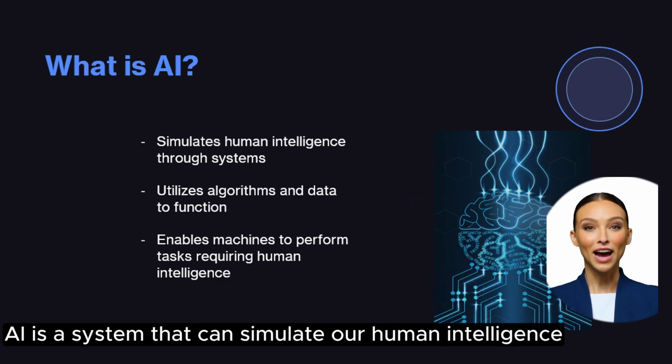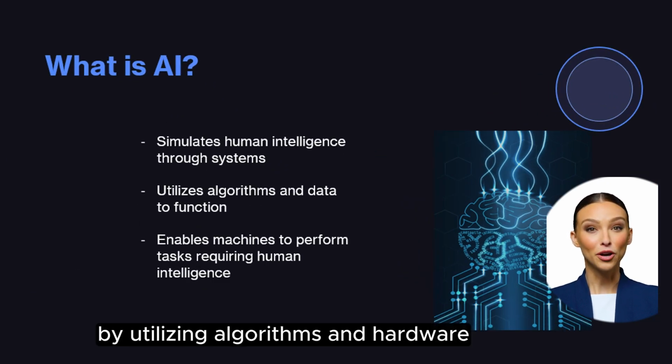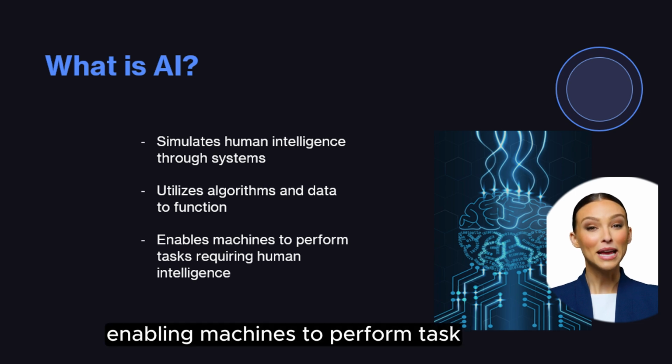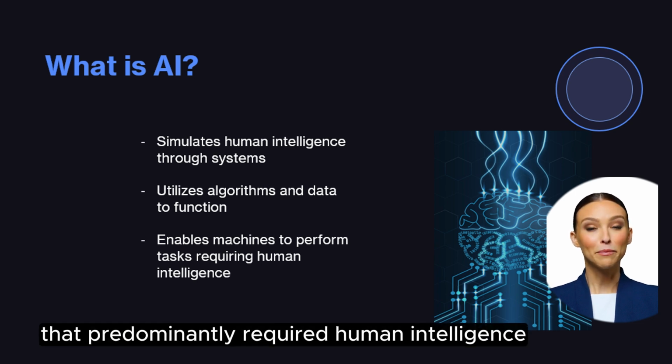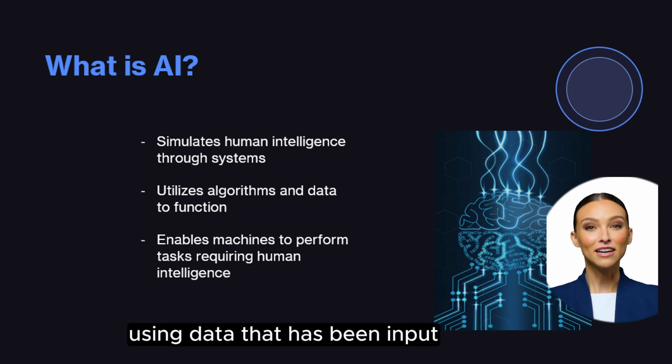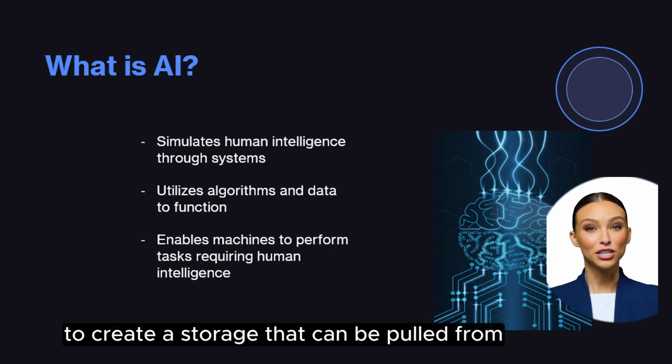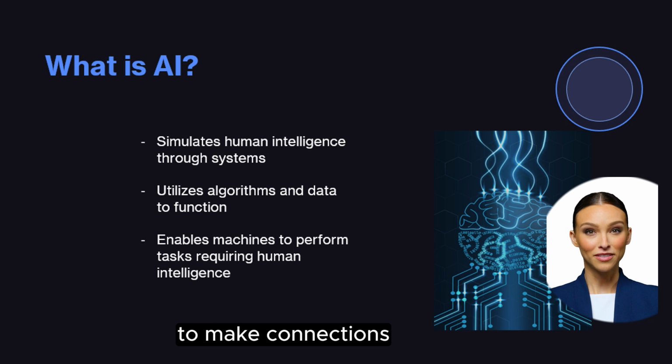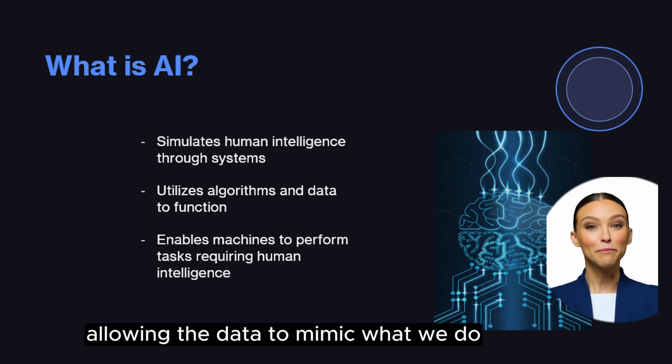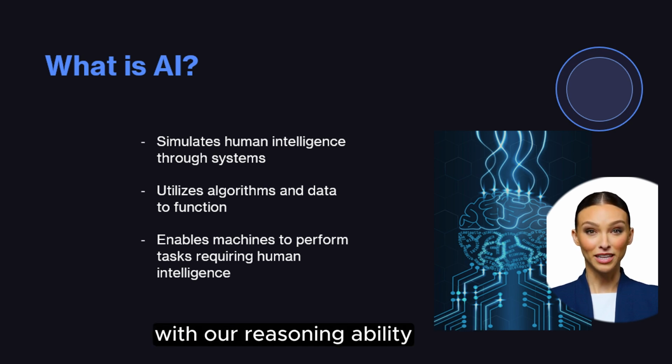In more detail, AI is a system that can simulate human intelligence by utilizing algorithms and hardware, enabling machines to perform tasks that predominantly required human intelligence. It uses data that has been input to create a storage that can be pulled from to make connections, allowing the data to mimic what we do with our reasoning ability.